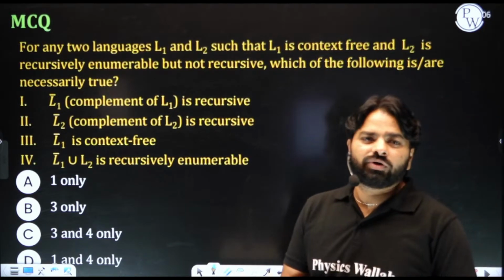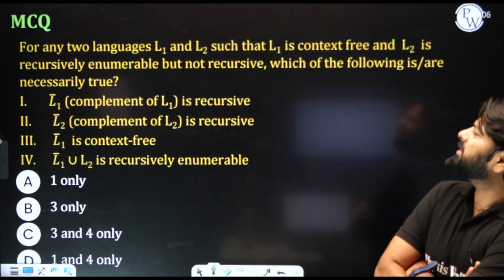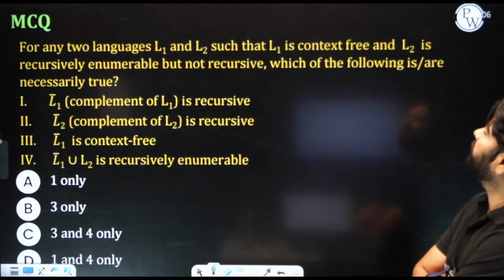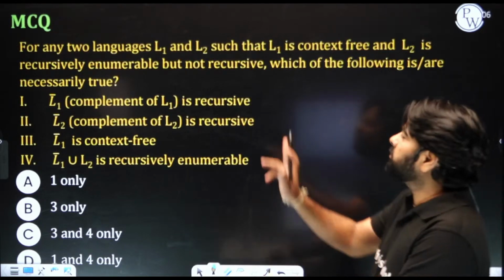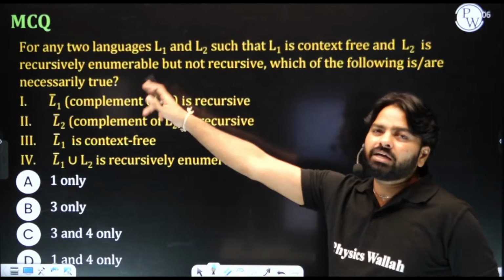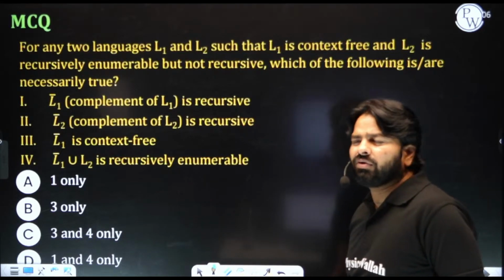Can you try the next one? For any two languages L1 and L2 such that L1 is context free, similar question, right? It is also one of the GATE questions. L2 is recursively enumerable but not recursive. So you need to remember that this is a special language, RE but not recursive. Which of the following are necessarily true? Means which of the following are true?